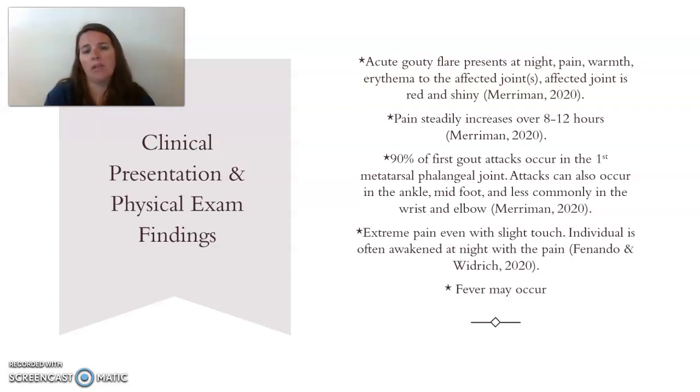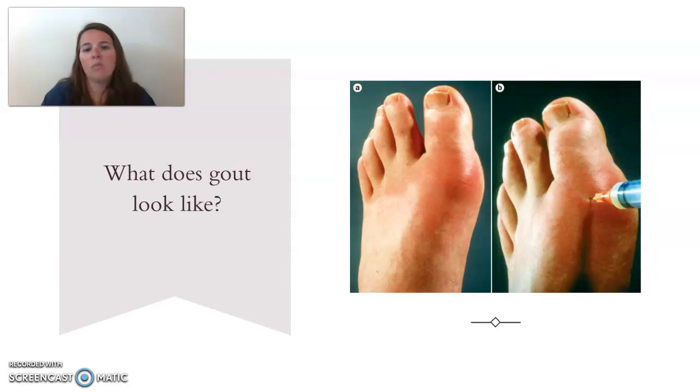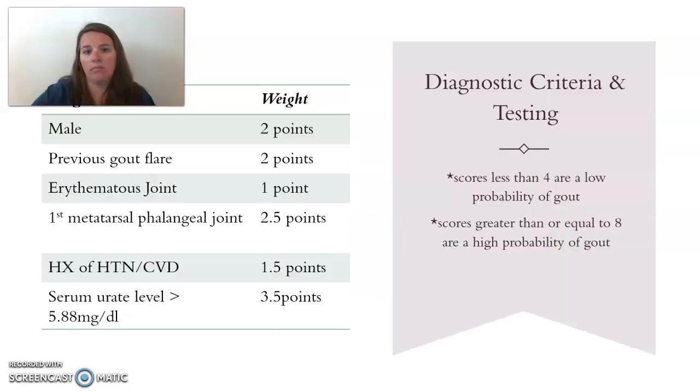Although the pain is typically going to present in that first joint, it can also occur in the ankle and the midfoot. With chronic gout, you can see tophi in joints like the elbow. Some of these patients are going to present with fever and they're going to require a more extensive workup. This is what gout looks like. In picture A, that is the inflamed joint, and then in B is when we're doing the aspiration to diagnose gout.